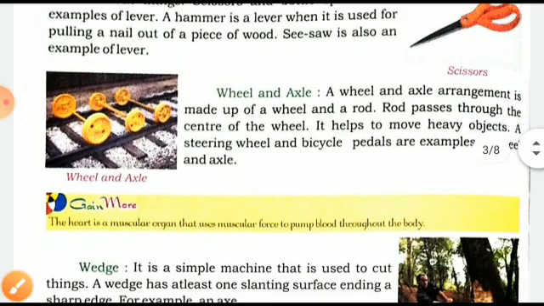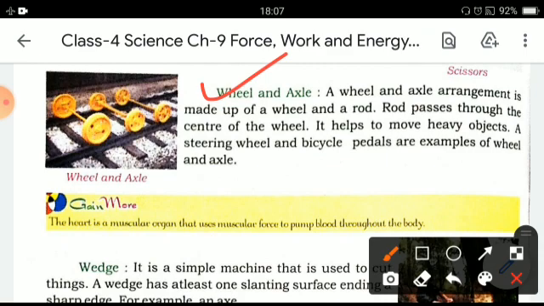Wheel and axle, another simple machine. Wheel and axle arrangement is made up of a wheel and a rod. Rod passes through the center of the wheel. It helps to move heavy objects. A steering wheel and bicycle are examples of wheel and axle.